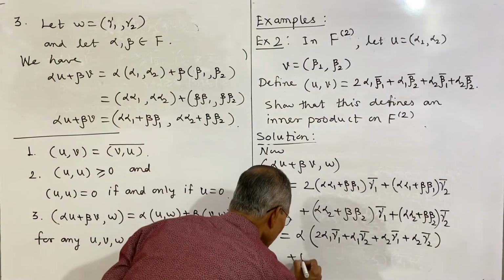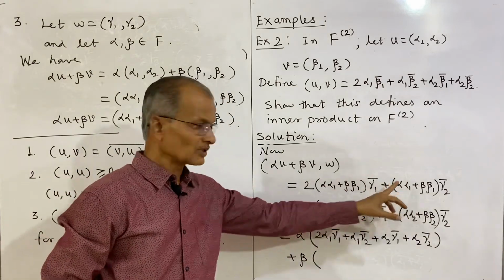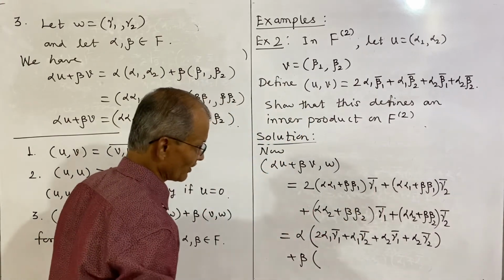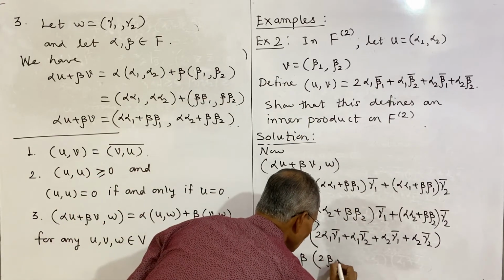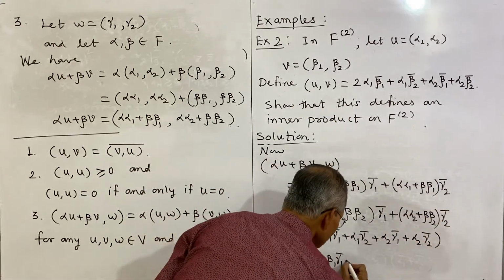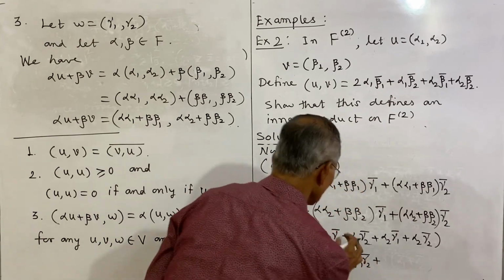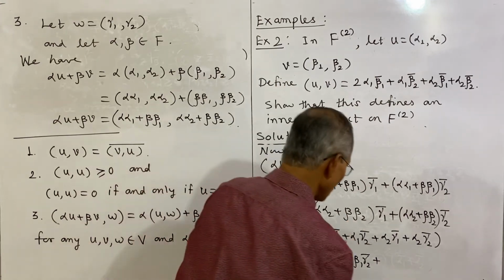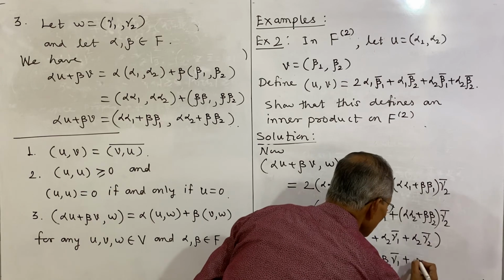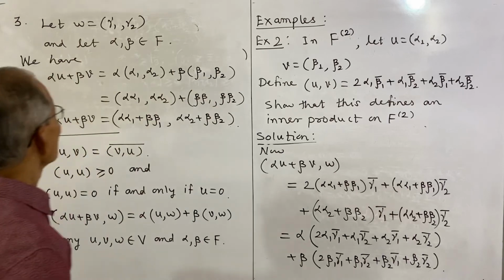Now take beta common, and taking beta common in the second terms, what remains in the bracket is 2 beta 1 conjugate of gamma 1, plus here beta is common, beta 1 conjugate of gamma 2, plus beta 2 conjugate of gamma 1, and plus beta 2 conjugate of gamma 2.